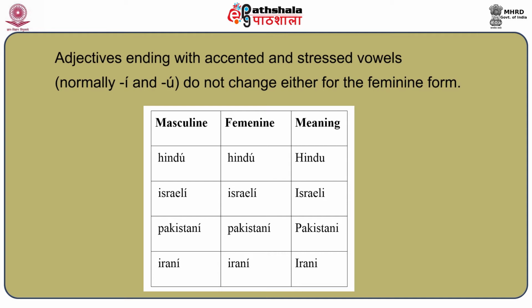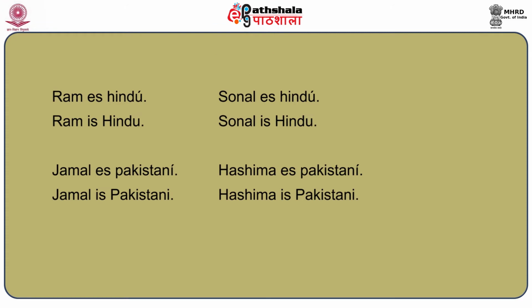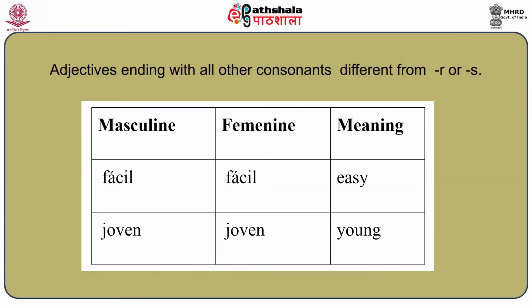For example, hindú, el hindú or la hindú. So the hindú remains the same as an adjective. Same way, israelí, pakistaní or iraní. So all these nationalities that we have seen which end with í with accent or ú with accent do not change. For example, Ram es hindú y Sonal es hindú. And same way, Jamal es pakistaní y Hashima es pakistaní.